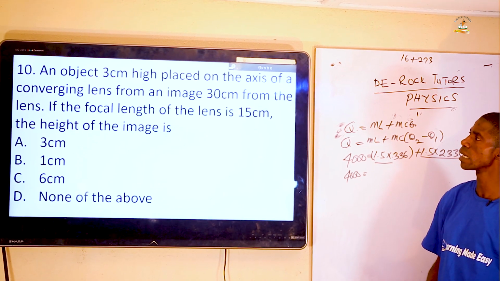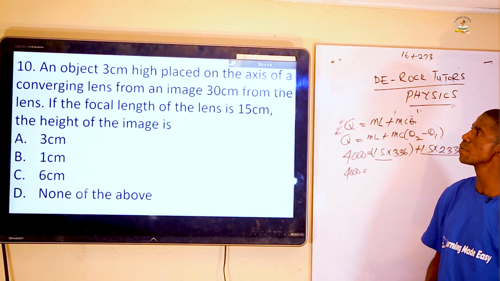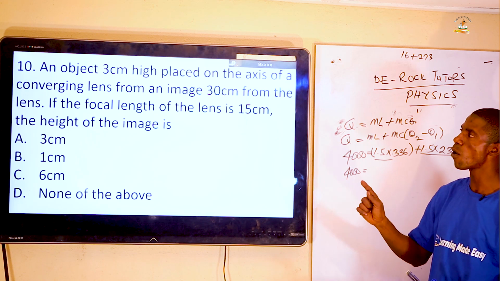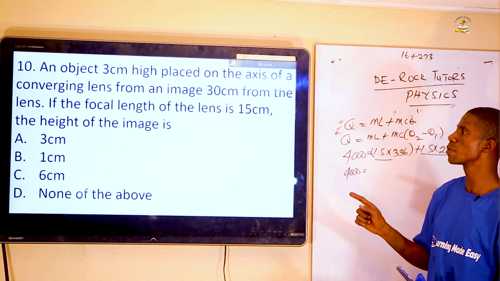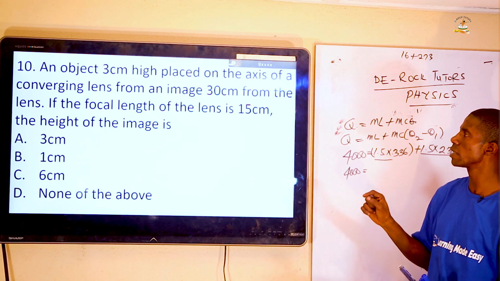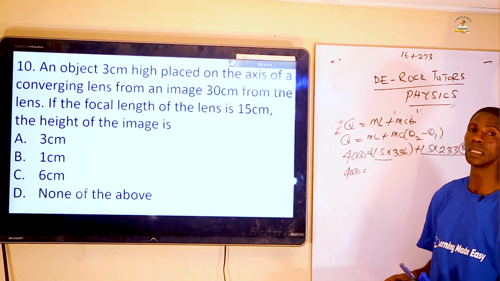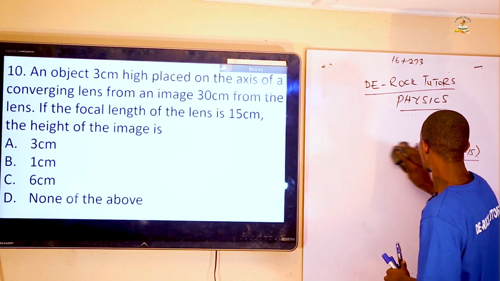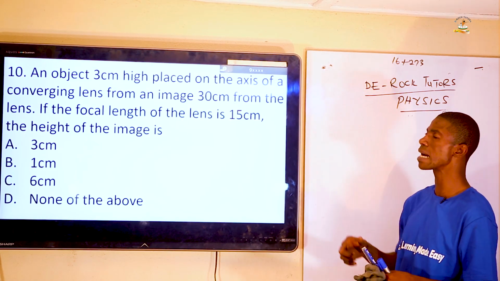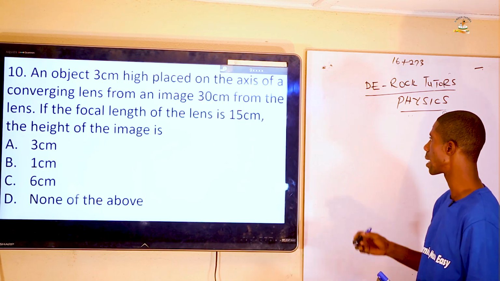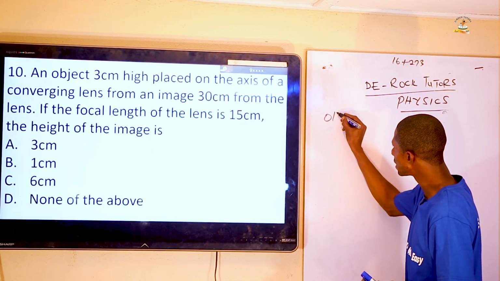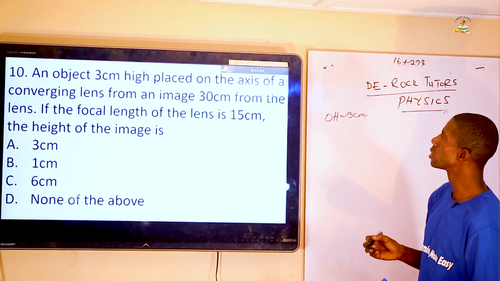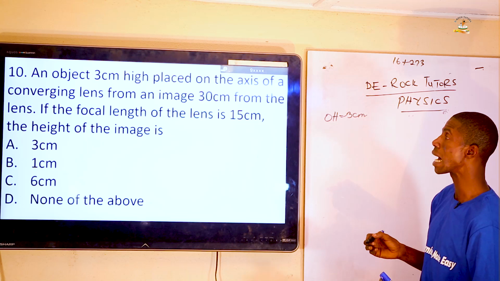So for the next question, an object 3 centimeter placed on the axis of a converging lens forms an image 30 centimeter from the lens. If the focal length of the lens is 15 centimeter, the height of the image is, we don't know. But then, we can think of the object as having a height, which is 3 centimeter. So I can put it as object height, 3 centimeter, on the axis of a converging lens forms an image.